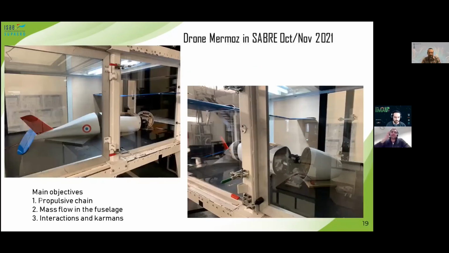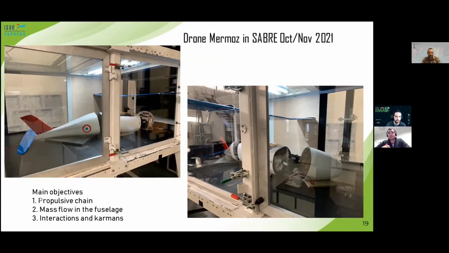I would like to tell you that recently, very recently, I have also finished the wind tunnel campaign here in Supaero. What you can see here is the low Reynolds number wind tunnel, which can go up to 25 meters per second. We said there were three main objectives of these studies. One was to determine the performance of the propulsive chain, so to test different propellers. The other, very important, was to measure the mass flow in the fuselage.